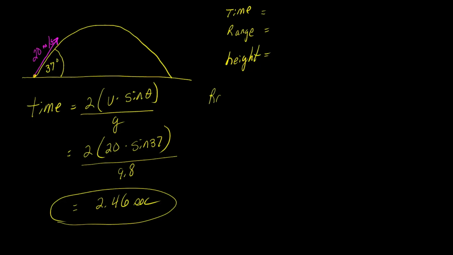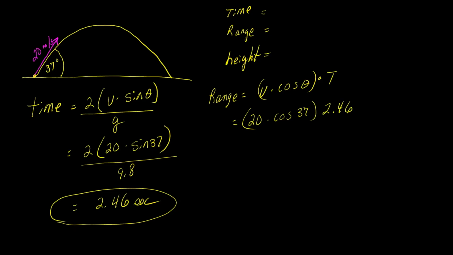Okay, range. So range is going to equal V times cosine theta times t. So range is going to equal 20 times the cosine of 37 times t, which was 2.46 seconds. That gives me a range of 39.2 meters.